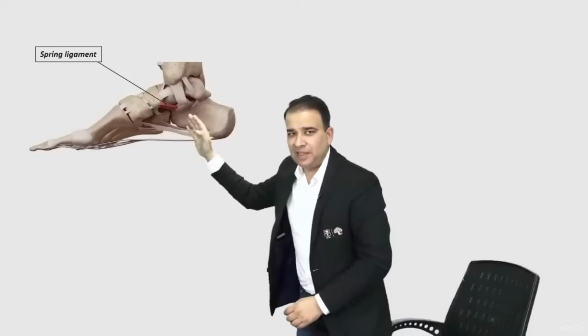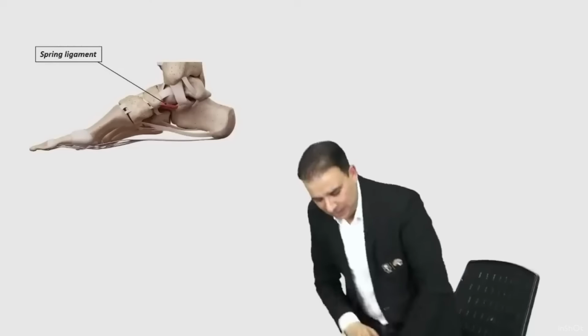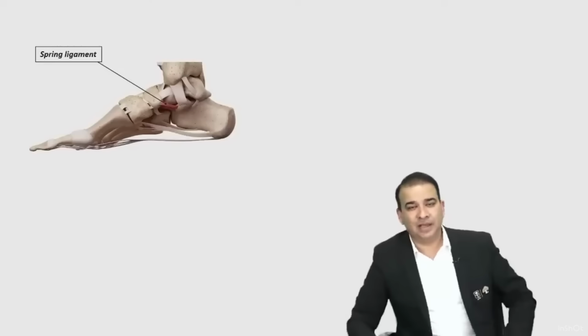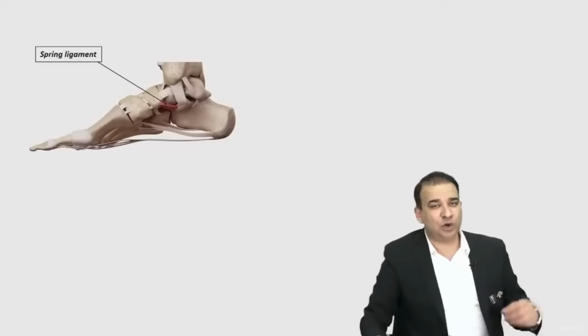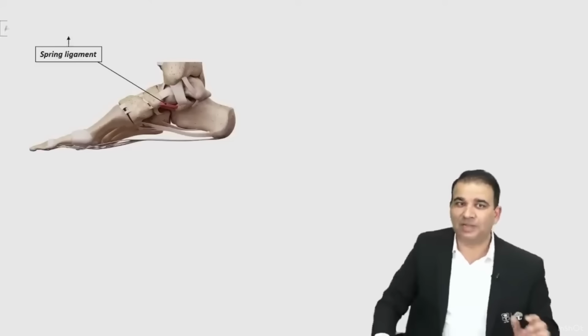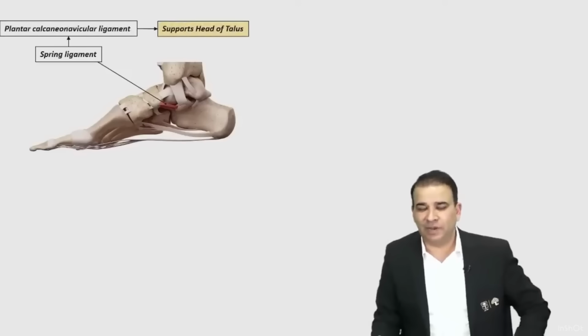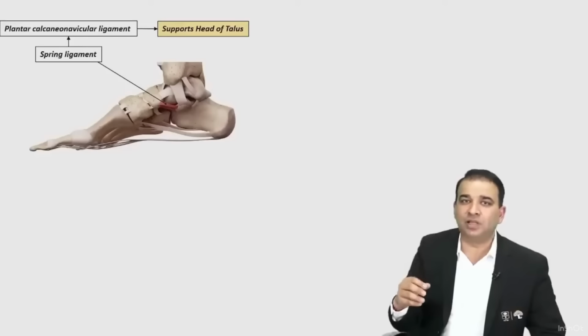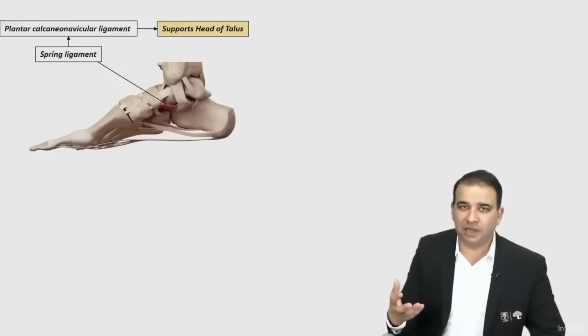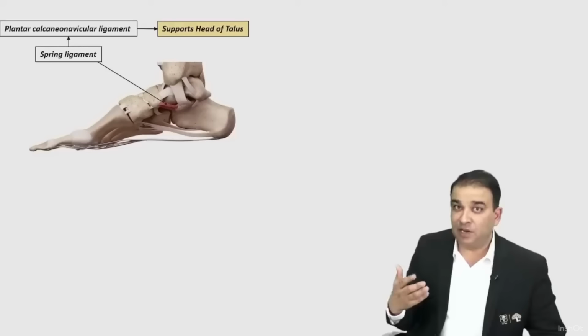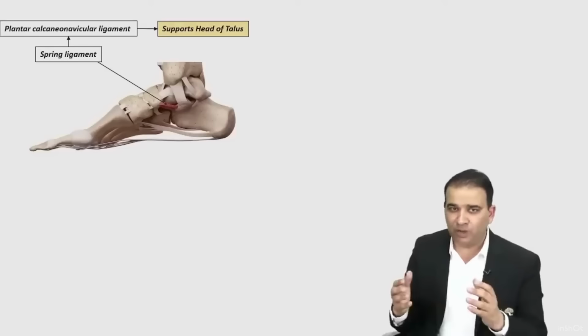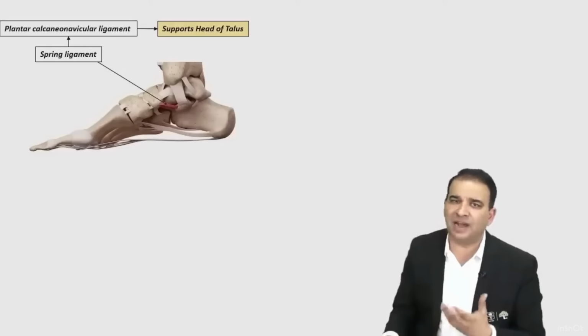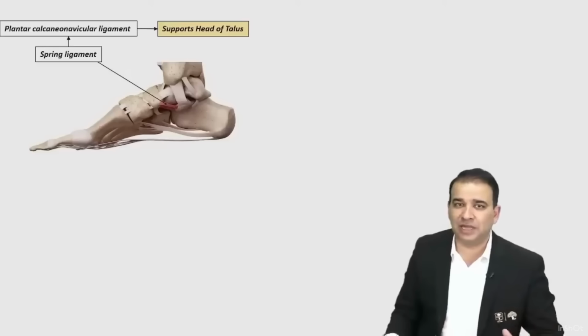So it comes from the calcaneum and goes to the navicular tuberosity, the navicular bone, and that is called the spring ligament. It is present on the plantar surface, so we also call it the plantar calcaneonavicular ligament. That ligament is a major support for the head of the talus. It's the main ligament of the medial longitudinal arch. If this ligament is broken, the head of the talus will come down and that will become a flat foot. A question has also been asked on this.